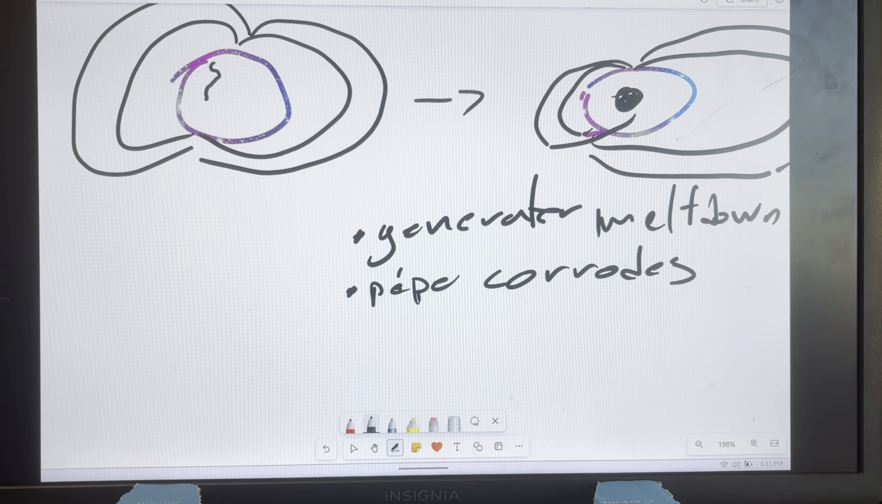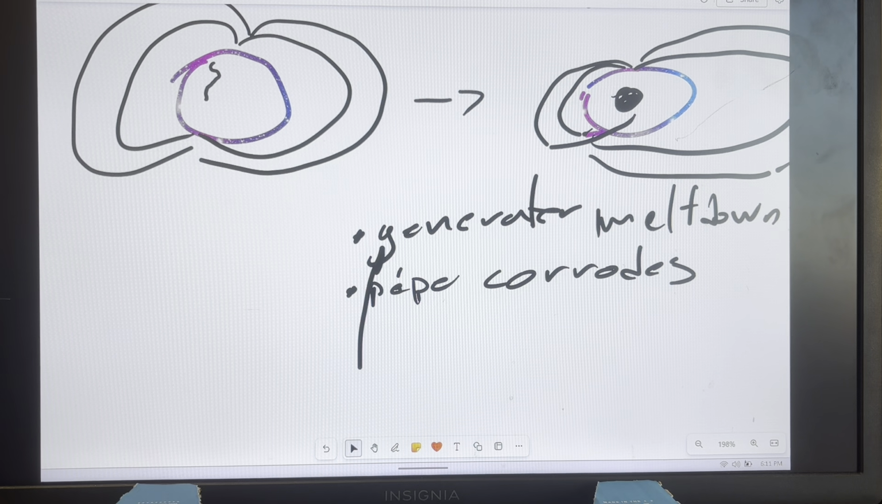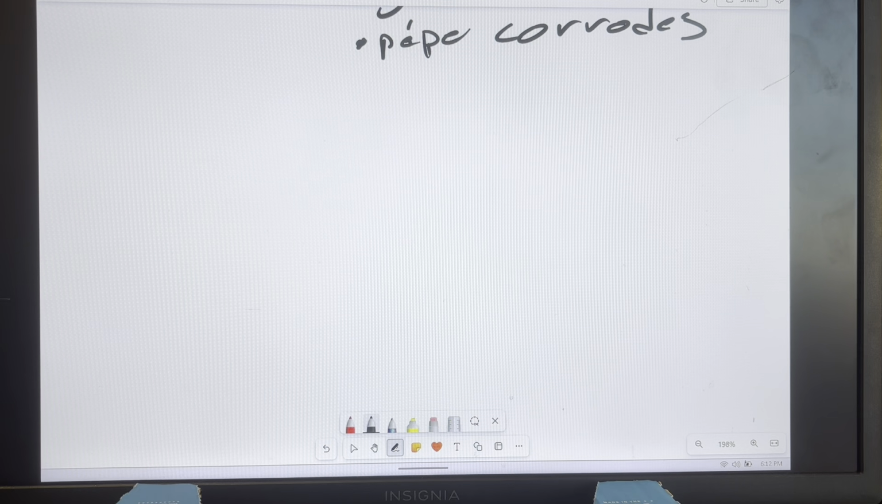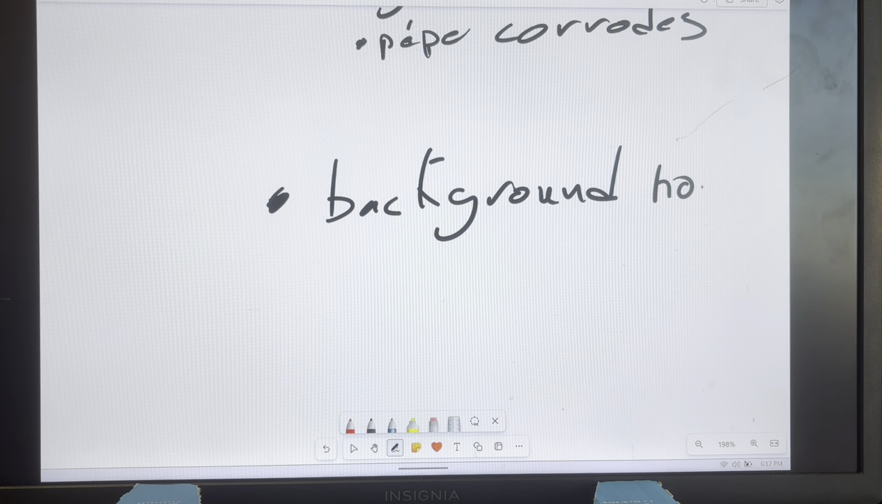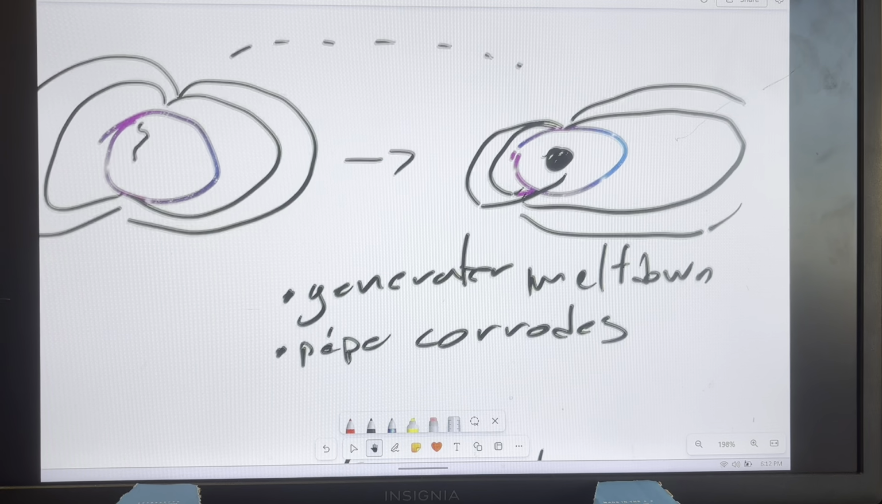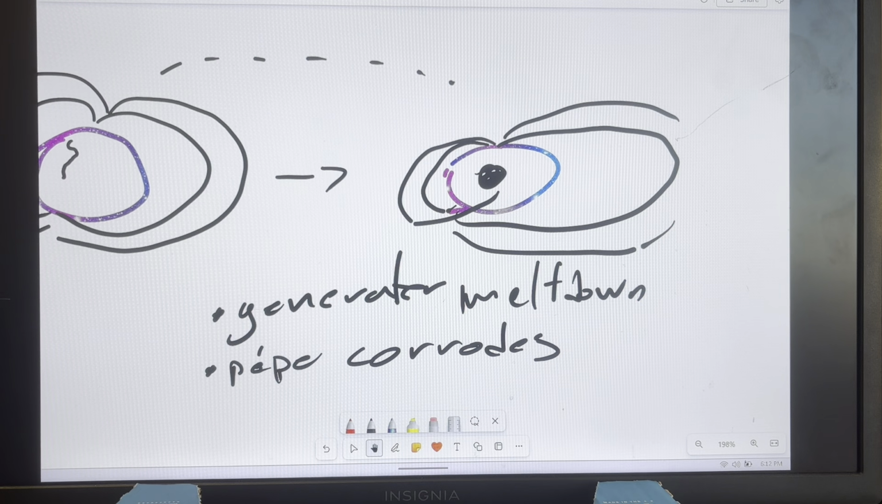You know, with solar flares, it gets a little bit different. Solar flares can cause a lot of background noise in communications. That's probably the biggest effect, honestly. Oh, and I'm missing a big effect, the coronal mass ejection.